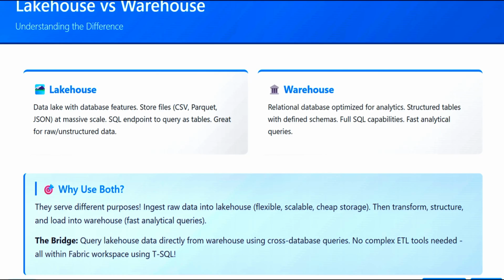So why use both? Because they serve different purposes. You might ingest raw data that something sends into a lakehouse initially. It's flexible, scalable, and inexpensive storage. Then you want to transform that data, structure it properly with facts and dimensions, and after that load it into a warehouse where analytical queries will run fast and efficiently.